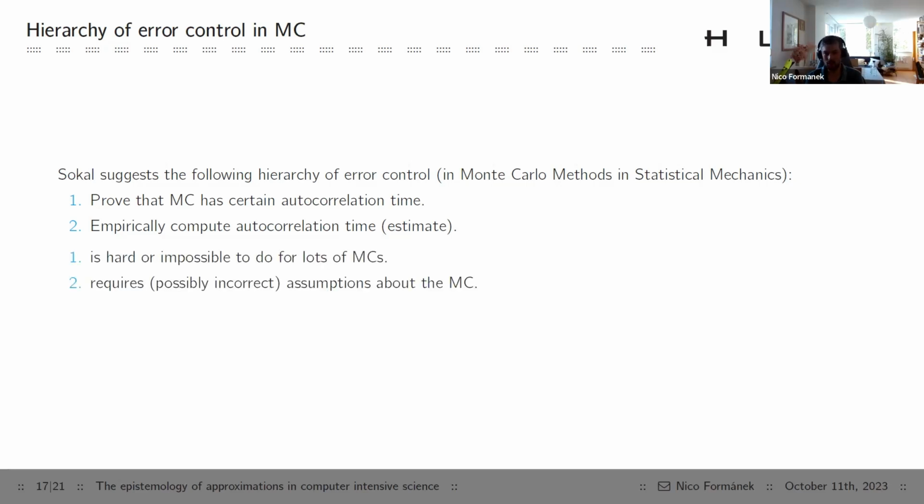So I had these two points. What we see is that proving is really hard to do. I already said that. For lots of Monte Carlos that are employed in practice, it's not done, and it's maybe not even possible. And the danger with empirical estimation is that it requires assumptions about the Monte Carlo, some kind of inductive assumptions which are possibly incorrect. So I will give a generalization of this hierarchy of error control on the next slide now.